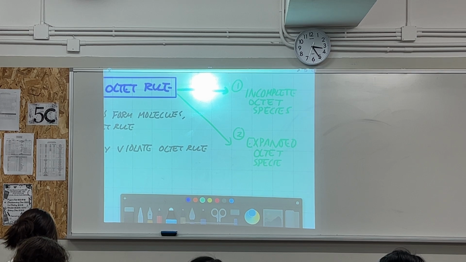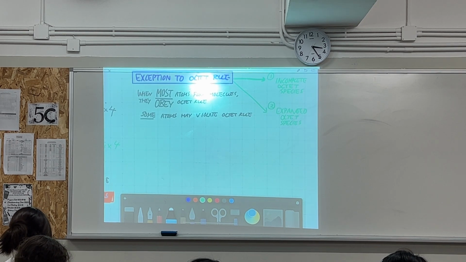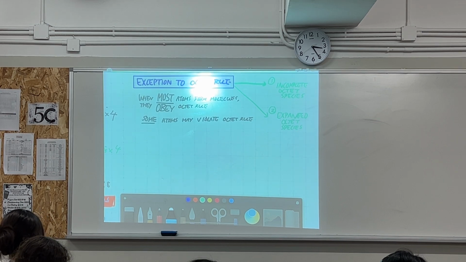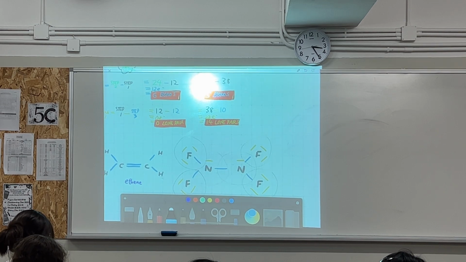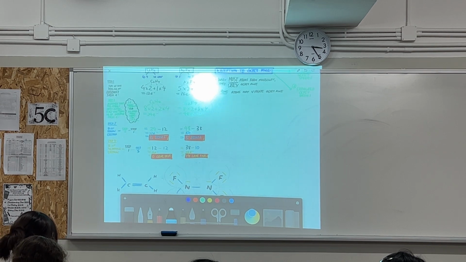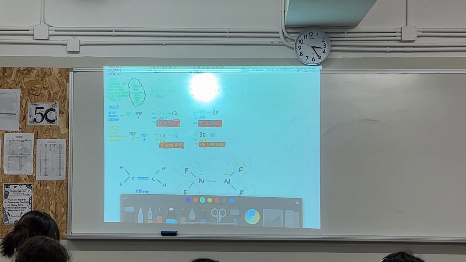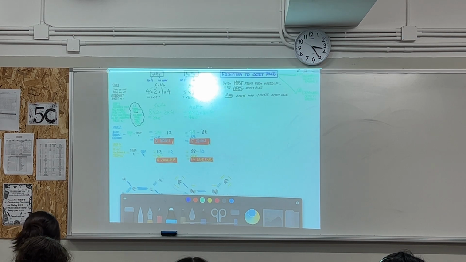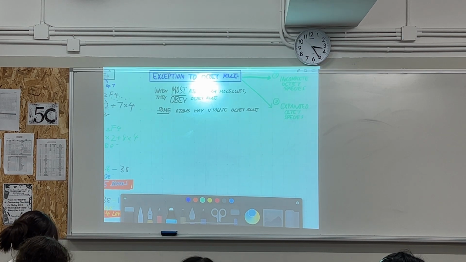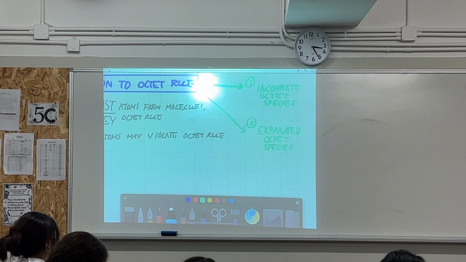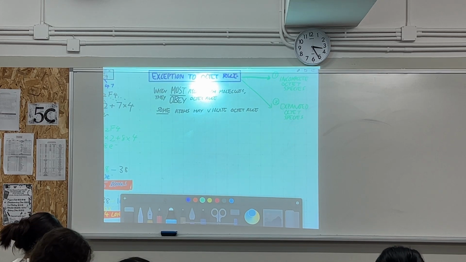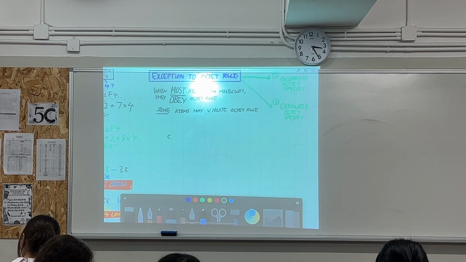So are they still stable? They are still stable. But the structure cannot be predicted easily using this method. I will show you, though. I can adapt this method a little bit, and you can still use it to explain those structures. Not for incomplete octet structures though. For expanded octet, you can explain them using the same method. But for incomplete, you must remember them all. They are exceptions.